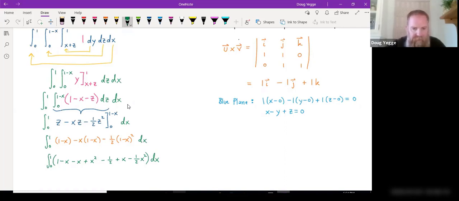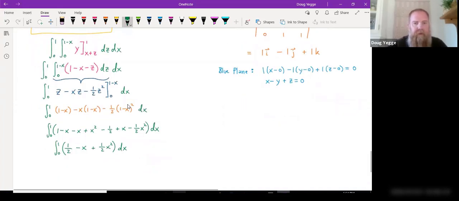So simplifying gives me 1 minus 1/2, which is 1/2. Negative x plus x cancels, so we're left with minus x. And finally, x squared minus 1/2 x squared is plus 1/2 x squared. And finally, integrate this with respect to x. We get 1/2 x. Next one, we integrate to get negative 1/2 x squared. Next one, we integrate to get plus 1/6 x to the third.